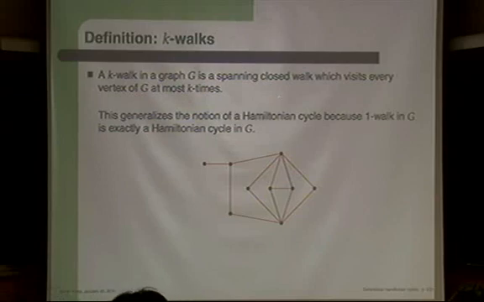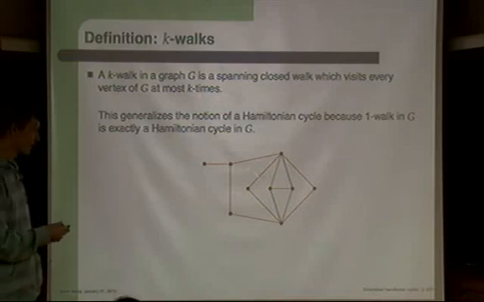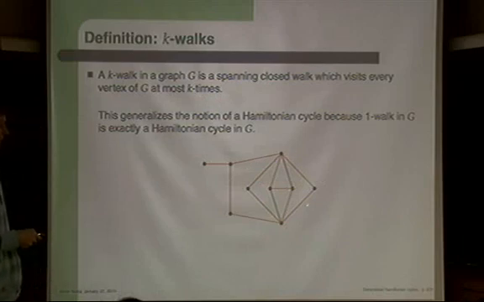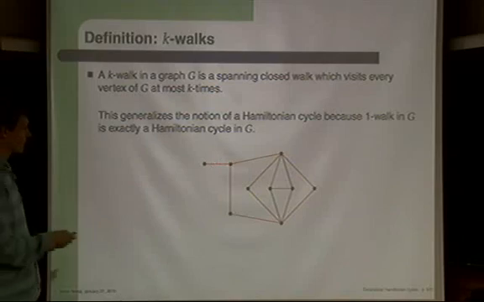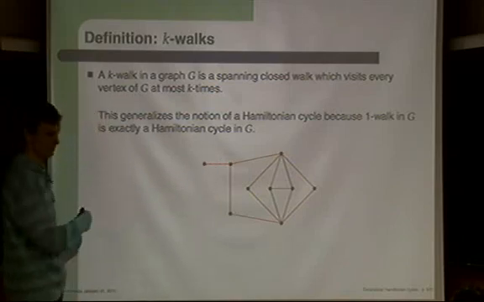Yeah, it's closed. It should be closed. Then you start and end in the same vertex. So if k is equal to 1, it's a Hamiltonian cycle, because you have to go through every vertex at most once and exactly once, so it's a Hamiltonian cycle. So this is an example of how a 2-walk can look. You can see the graph can be only 1-connected because you might use this edge twice, so it's fine.